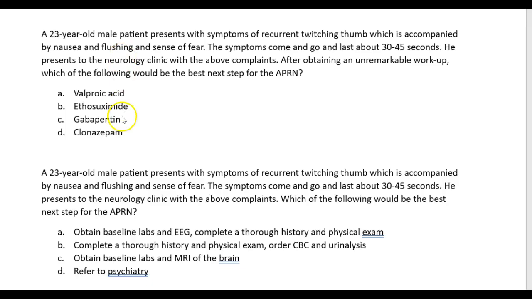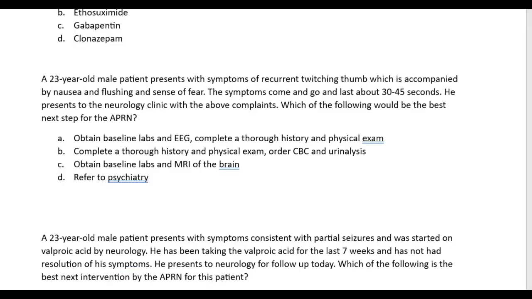So I give these two as examples because they're very similar, almost identical scenarios, but your keywords in your stem are different and what we're asking is different, okay? Let's do another example. A 23-year-old male patient presents with symptoms consistent with partial seizures and was started on valproic acid by neurology. He has been taking the valproic acid for the last 7 weeks and has not had resolution of his symptoms. He presents to neurology for follow-up today. Which of the following is the best next intervention by the APRN for this patient?